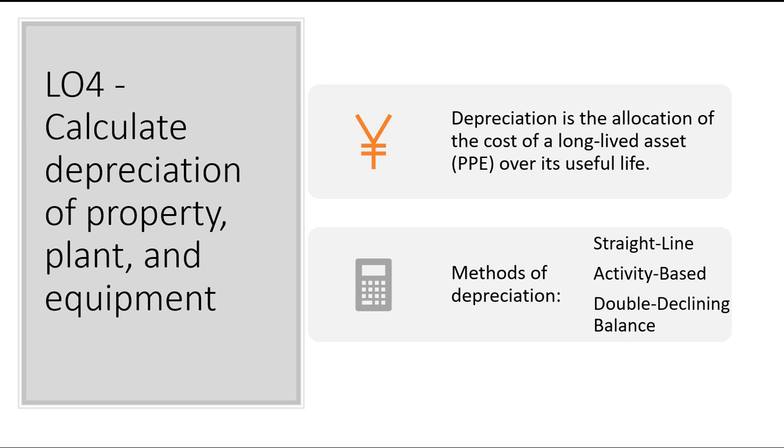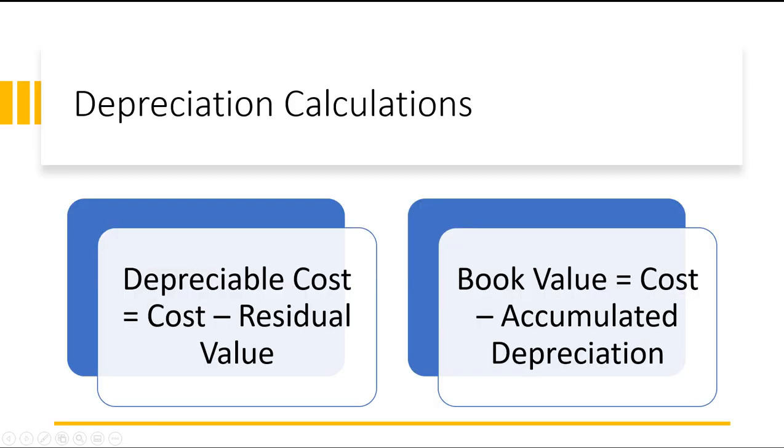So there are three different ways that we're going to look at depreciating assets. I want you to focus on straight line because over 90% of companies use straight line depreciation, right? But we're also going to take a look at an activity-based method and double declining balance. So a couple of terms that you want to be familiar with. Depreciable cost is the cost of the asset minus its residual value.